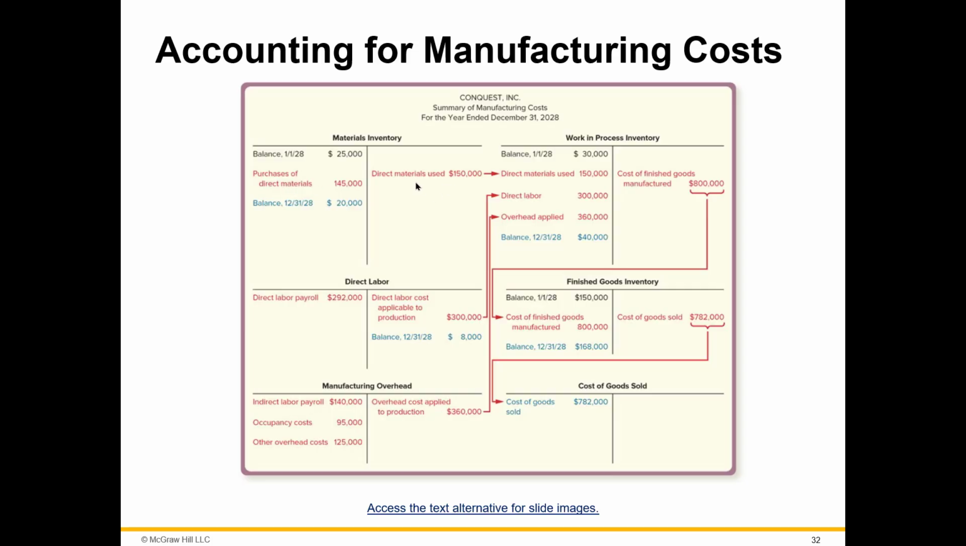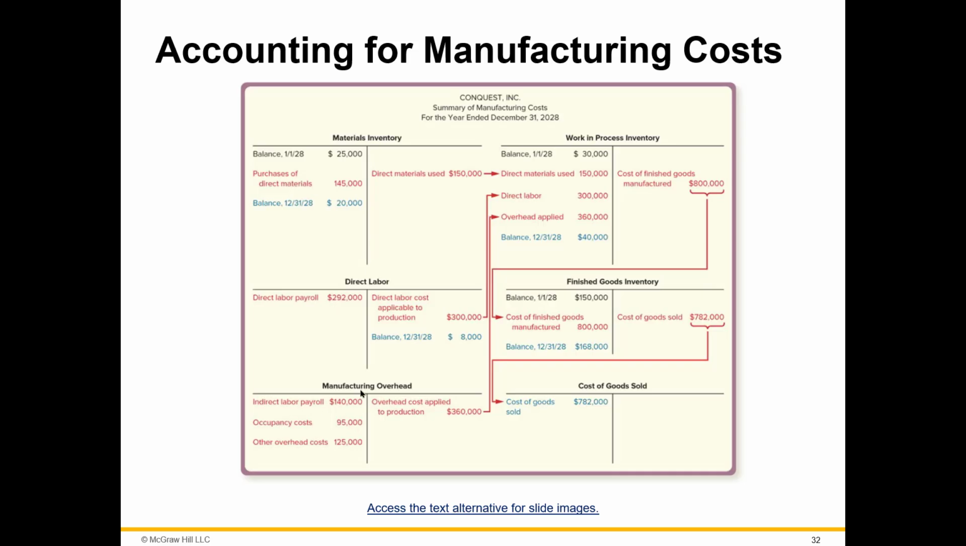And so this is going to go from direct materials used into the work in process. We have payroll of $292,000. Well, the direct labor costs applicable to production are $300,000. And so we can see what that looks like, that direct labor costs $300,000. Okay, so that's what that looks like.